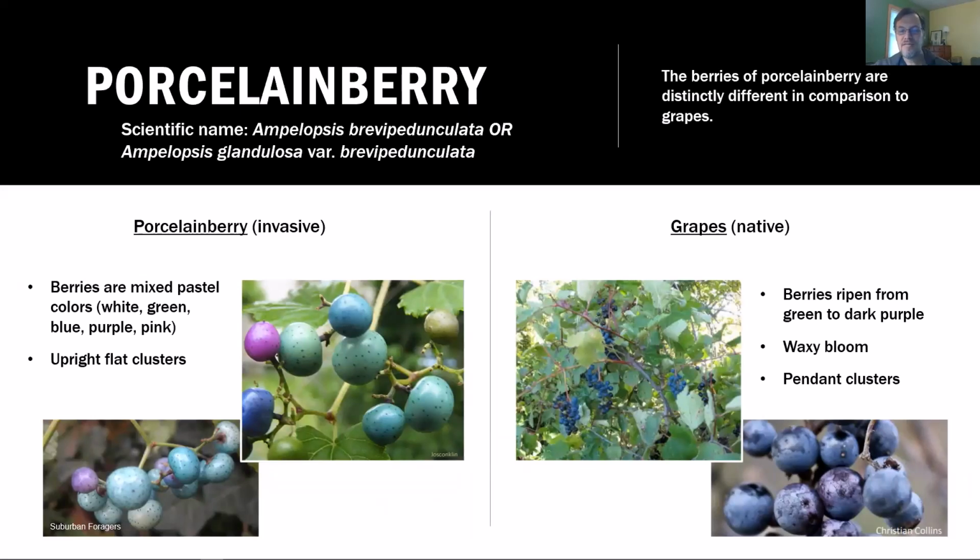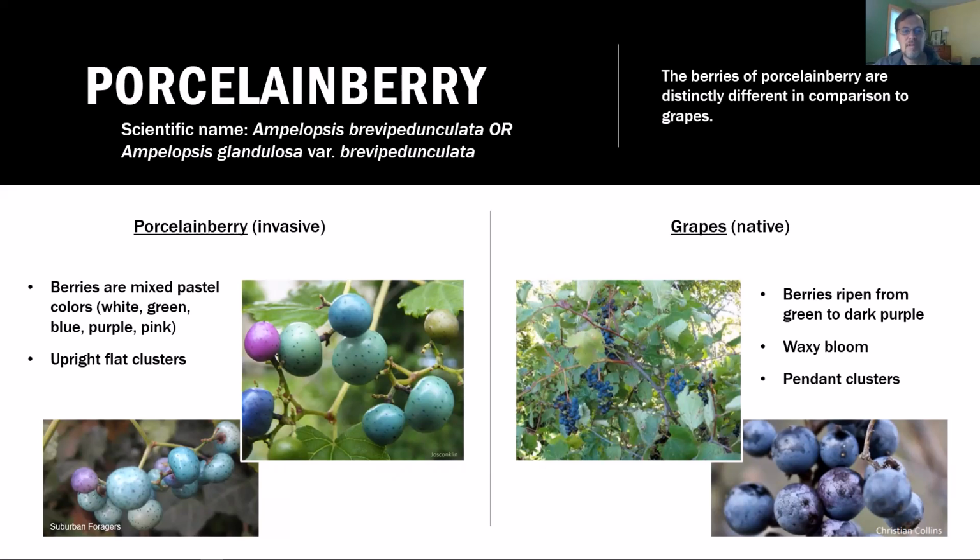Next. But if it is in fruit, you'll notice that it just looks really weird for a grape. You know what grapes look like. They grow in clusters, and those clusters are kind of long and dangly. And they gradually ripen from a green color to a purplish color, and then they get this waxy bloom on them.